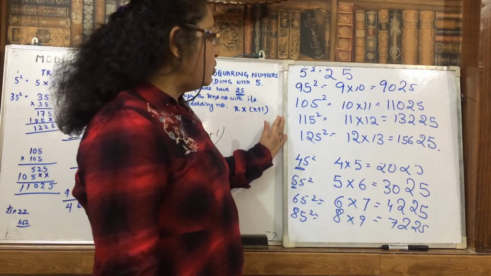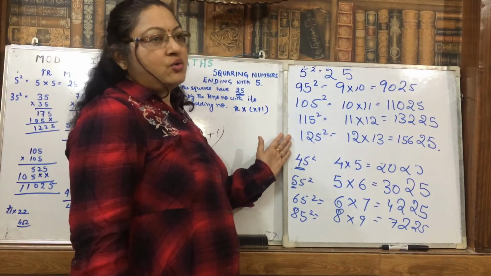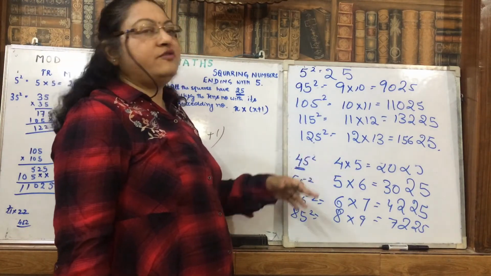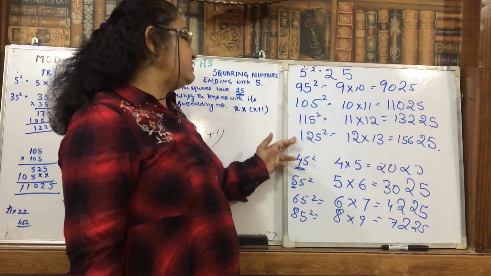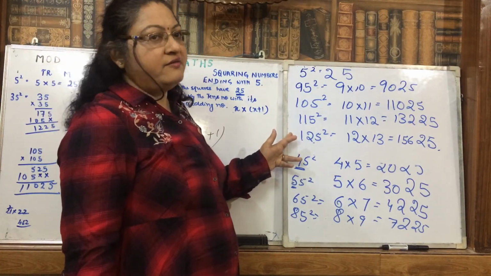I hope this module was interesting and you can calculate many more numbers ending with 5 in a similar way, whether it is 205 or 315 or 425, in the same way.